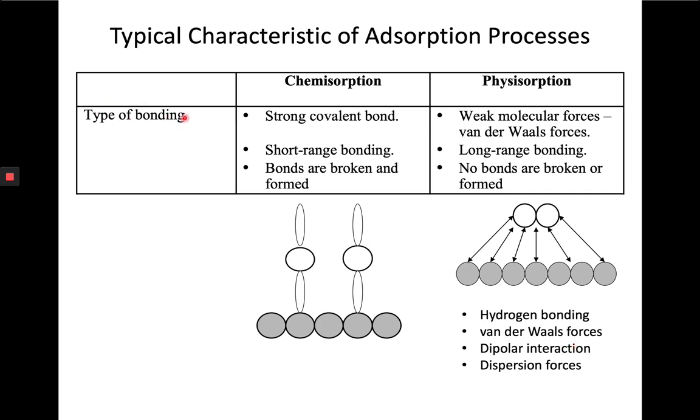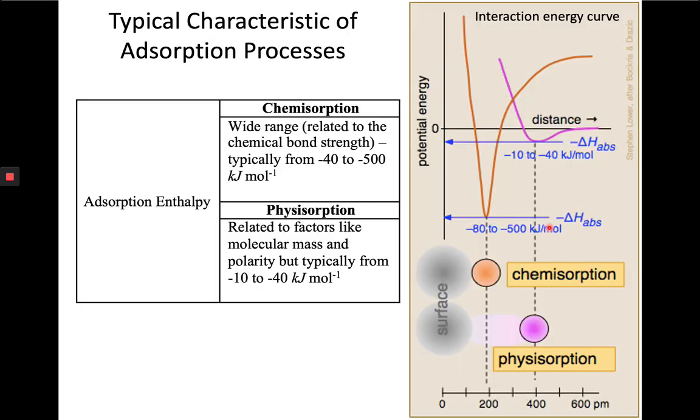First, the types of bonding. Chemisorption involves short-range bonding such as covalent bonding. For the adsorption to occur, the bond between the gas molecule must be broken first before a new bonding is formed between the gas and the solid surface. Physisorption involves a long-range bonding such as van der Waals force, hydrogen bonding, dipolar interaction and dispersion force. These bonding are weak compared to the covalent bonding, and no bond are broken or formed for the adsorption to occur. Adsorption enthalpy or delta H of adsorption.